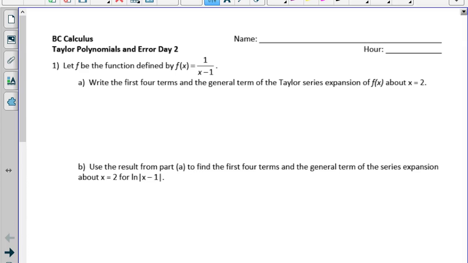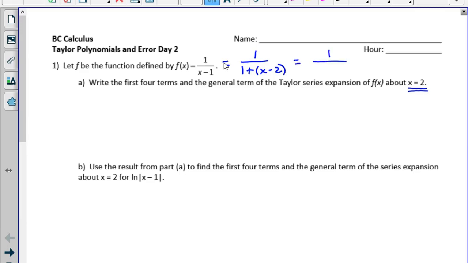We're going to go over 5 problems about Taylor polynomials and error and introduce a couple concepts, including a confidence interval concept. Number 1, let f be the function defined by f of x equals 1 over x minus 1. What we're going to do is rewrite that as 1 over 1 plus x minus 2. And the reason is because the problem is asking us to write the first 4 terms and the general term of the Taylor series expansion of f about x equals 2.